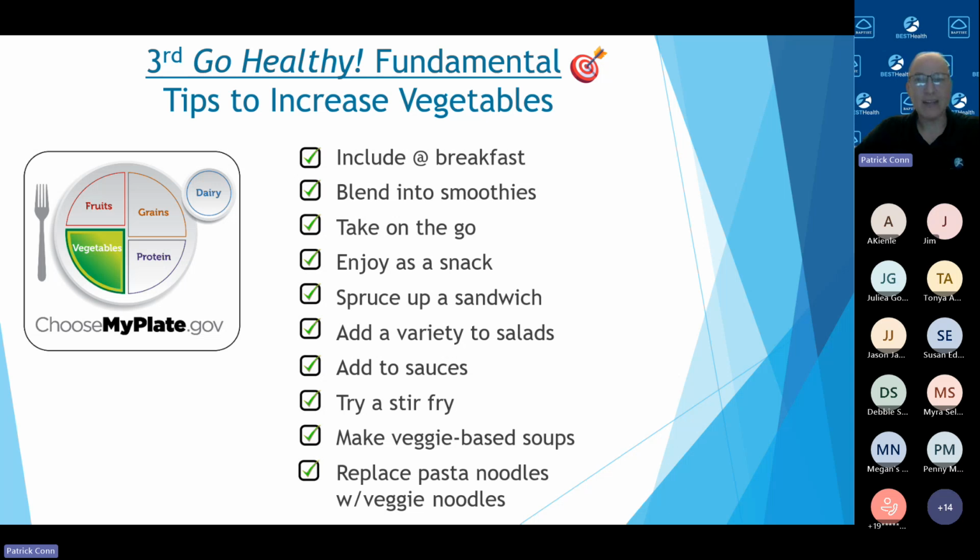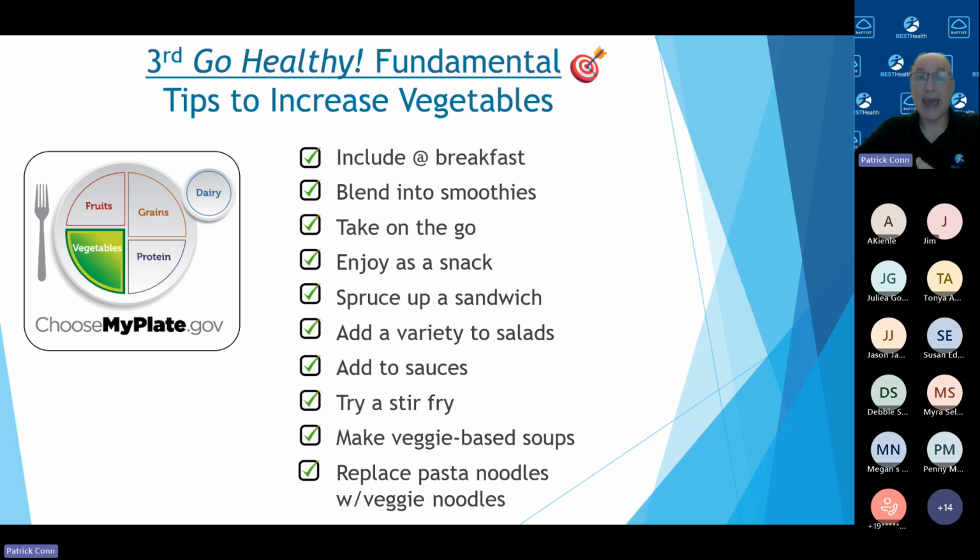Now just be careful with salads. Salads are great, but salads can also be a big calorie trap for people, especially if they add cheese, croutons, bacon bits, really high calorie dressings. So just be aware of things like that.